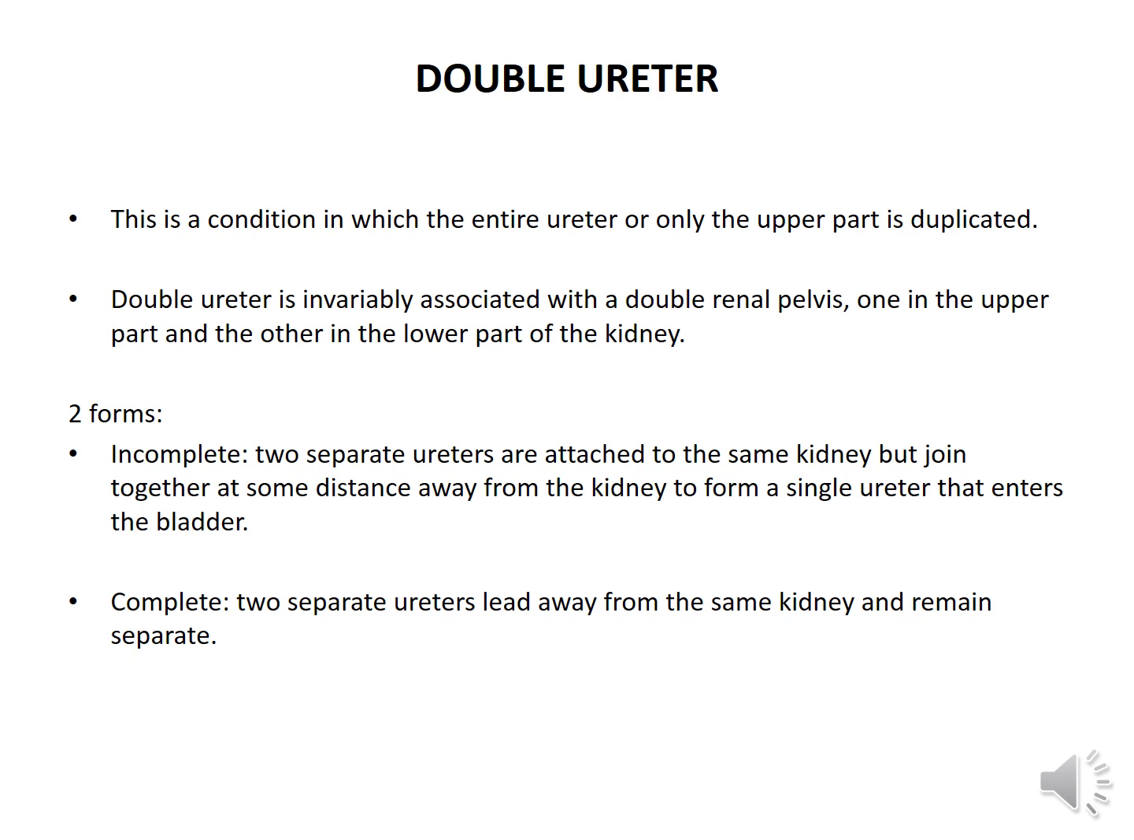In incomplete double ureter, there are two separate ureters which are attached to the same kidney, but they join together at some distance away from the kidney to form a single ureter before entering the bladder. Whereas in the complete form, there will be two separate ureters and they will never join. So they remain separate even during insertion into the bladder. So this is complete double ureter.